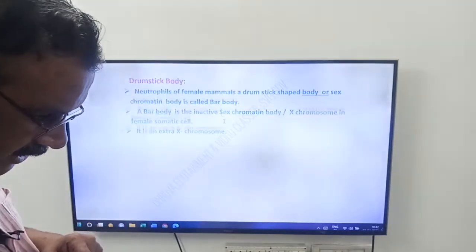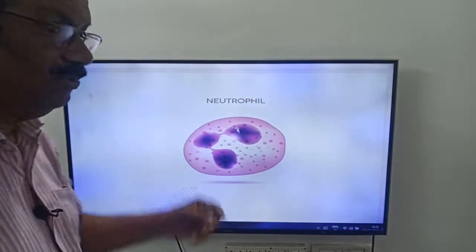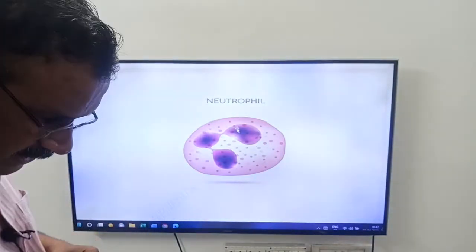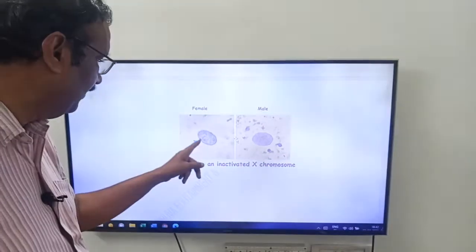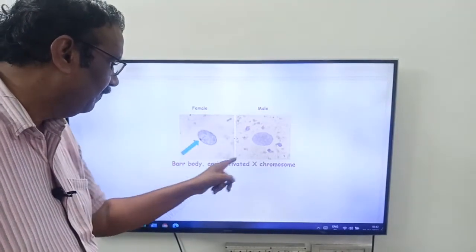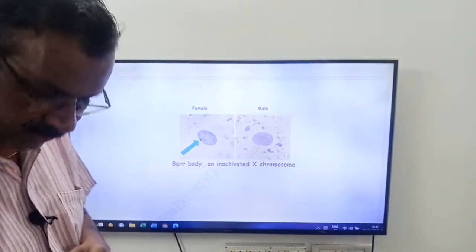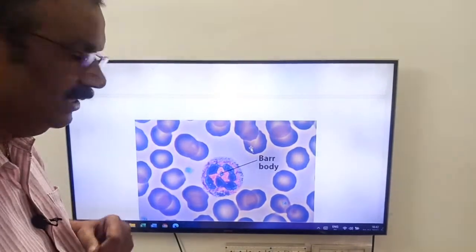Okay, friends? See, neutrophils, here it has 3 lobes, but they have 2 to 5 lobes. Now see here, female and male. Here we find the drumstick. This is the inactive X chromosome, one of the X chromosomes, friends. Once again, see here the bar body.